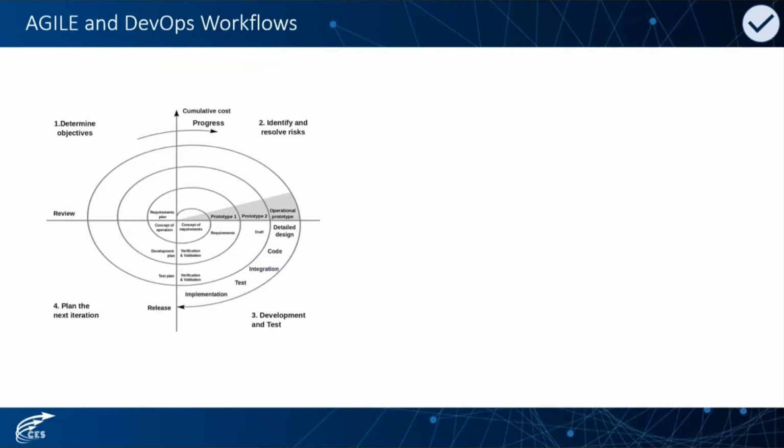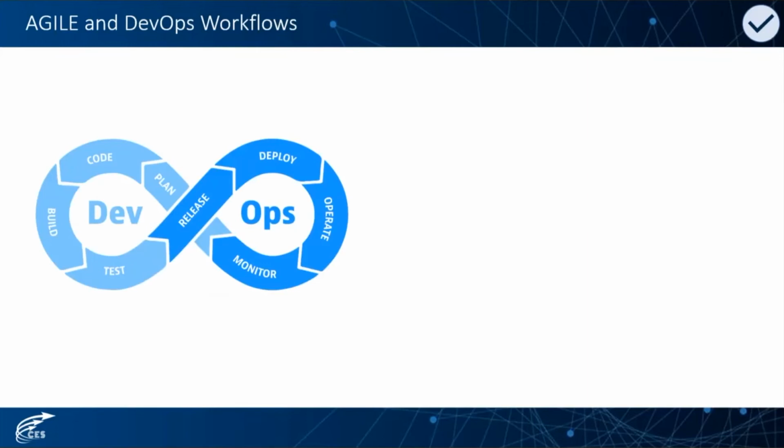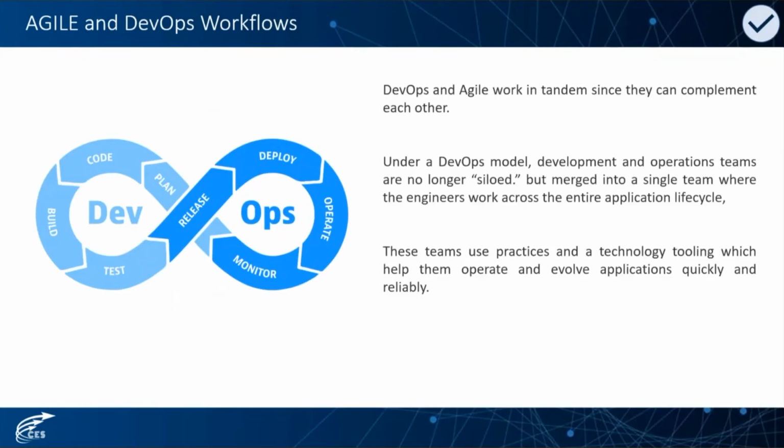This was improved using the spiral approach, where the developer loops through different phases until he or she reaches the desired deployment. Nowadays, DevOps is one of the popular methodologies that revolves around the continuous plan, design, build, and monitor loop. DevOps and Agile work in tandem since they complement each other.